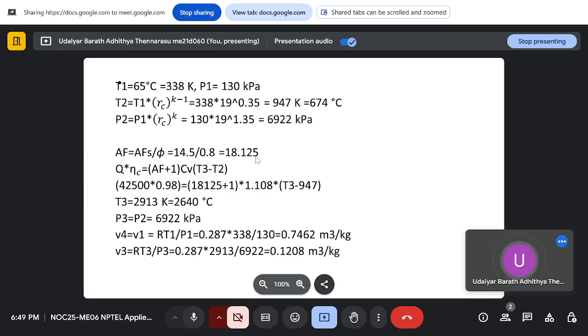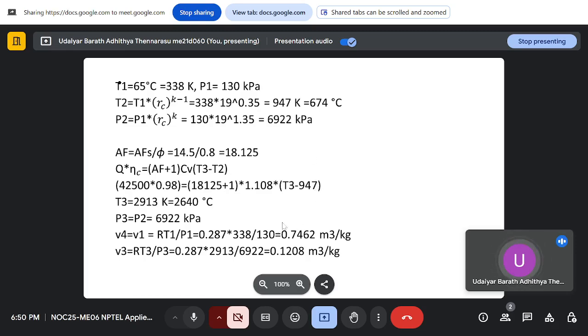Previously it was a constant volume process. This is a diesel cycle, so it will be a constant pressure process. So V4 equals V1, which is RT1 by P1, and the volume comes out to be 0.7462 meter cube per kg. So V3 is RT3 by P3. Substituting the values, I get V3 as 0.1208.